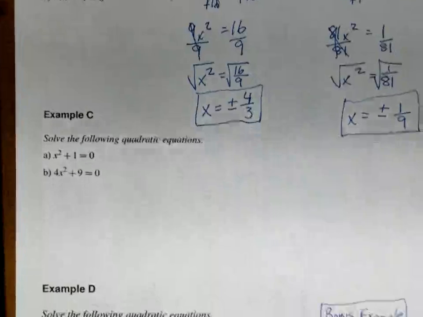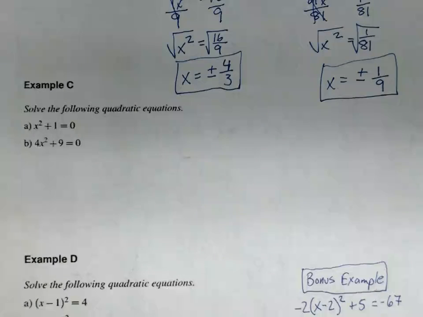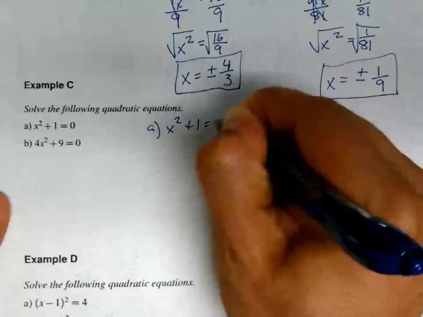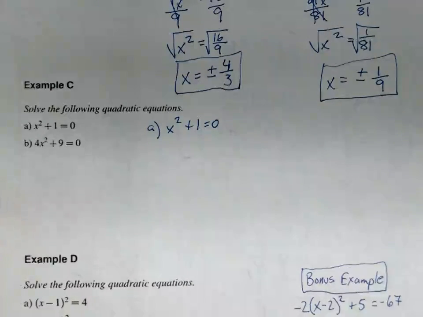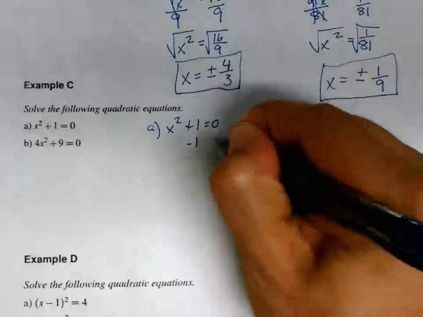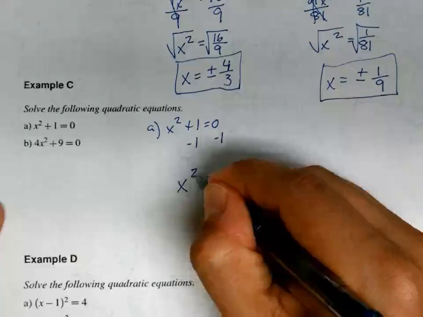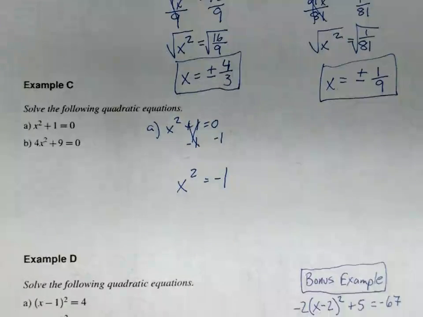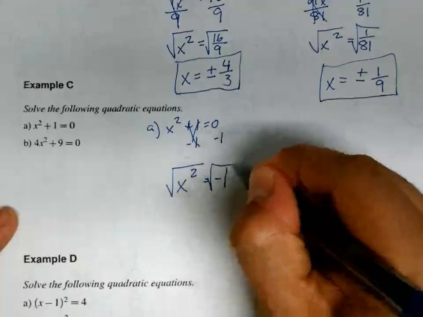Example C is going to look the same, except we're going to find out really quickly that it doesn't work. Let me show you why. When we have x squared plus 1 equals 0, the first step is going to be to subtract 1 on both sides. And then we'd have x squared equals a negative 1. And this is the point at which we square root it.